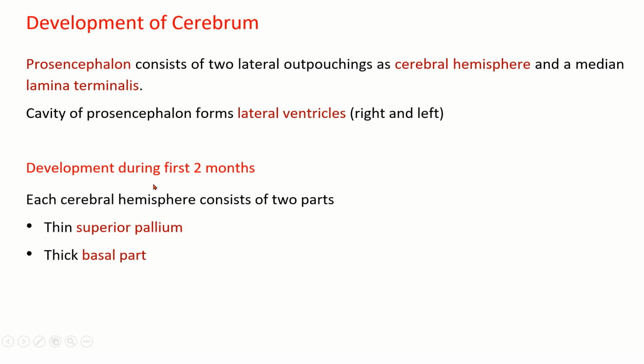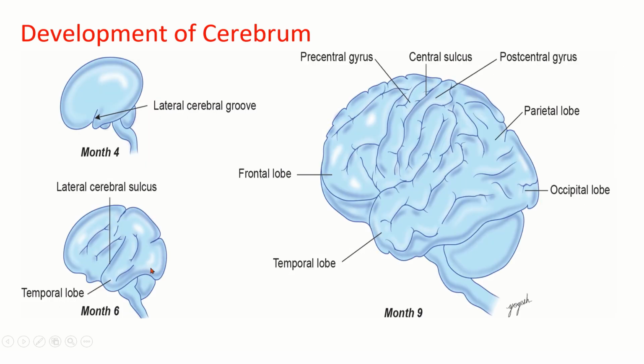So development of telencephalon during the first 2 months. It has a superior pallium and a basal part. You can see here. So this will be the superior pallium and the basal part will be in the center. You can see how smooth it is.